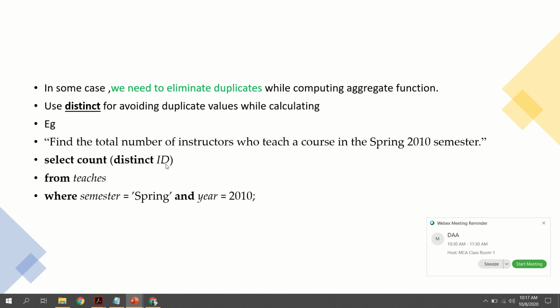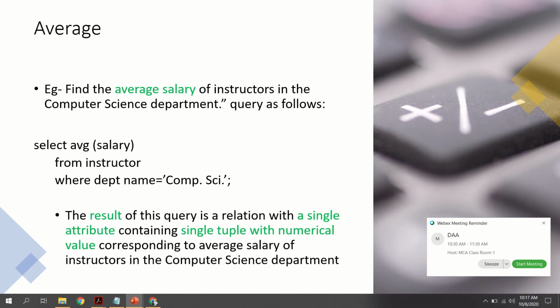You can specify distinct ID. We know that each person can be identified by an ID. So if you want to avoid duplicates, you have to write distinct here from the teachers table where the first attribute and second attribute match. So this is the way to avoid the duplicates in the case of an aggregate function.